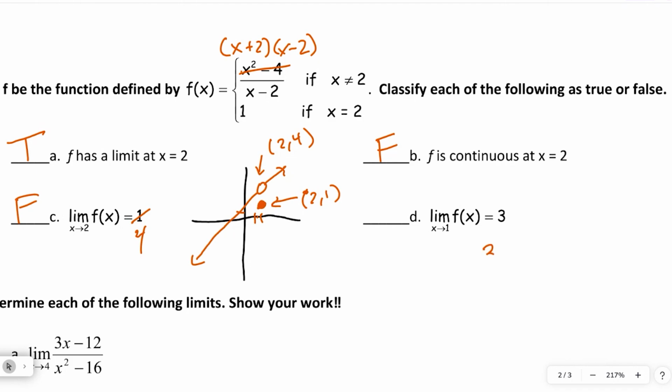So I'm going to say 3 squared. Oh, I'm sorry, I'm plugging in 1, not 3. Pardon me. 1 squared minus 4 over 1 minus 2. That's going to give me 1 minus 4 is negative 3, and 1 minus 2 is negative 1. That does equal 3, so that is going to be a true statement.